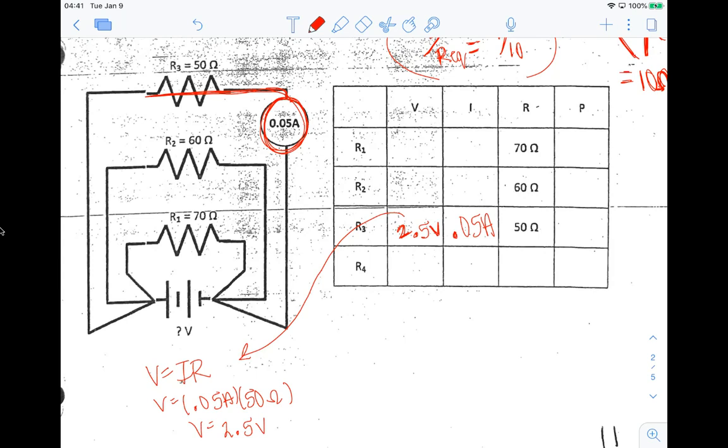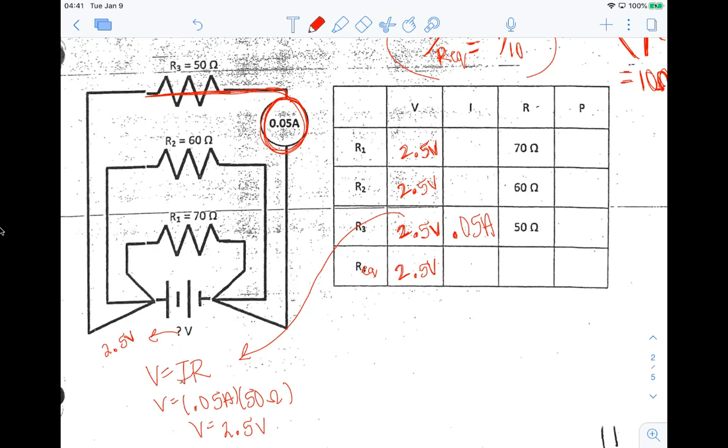We know that voltage is the same for all of our parallel circuits. So 2.5 volts going through R1, 2.5 volts going through R2, and our total REQ being 2.5 volts in our circuit, which means that our battery, this right over here, is 2.5 volts of potential difference.